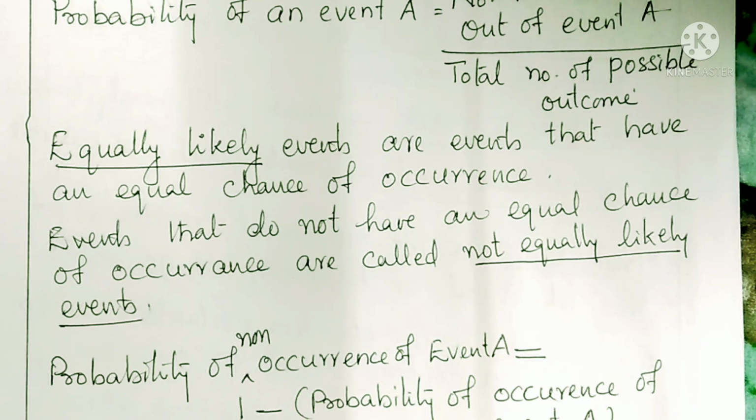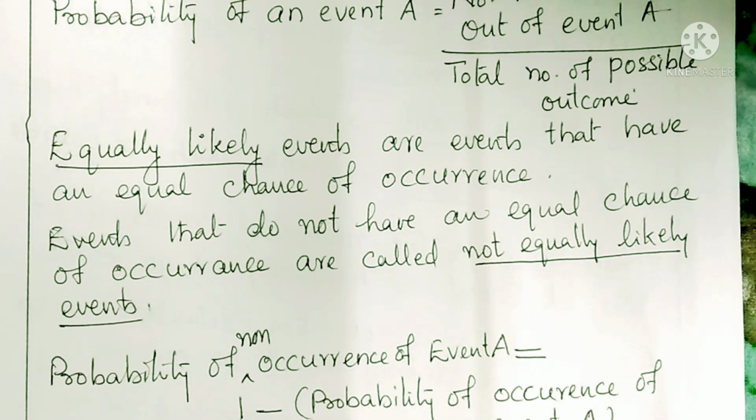equal. But if you have 4 red balls and 6 green balls, and you mix them up, when you take out balls one by one, the chances of getting a red ball is less than the chances of getting a green ball, because green balls are more in number. Such types of events are called not equally likely events.